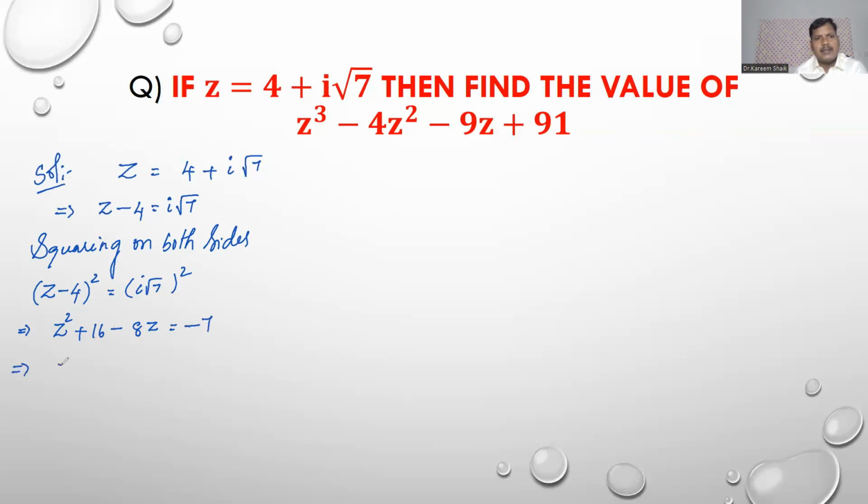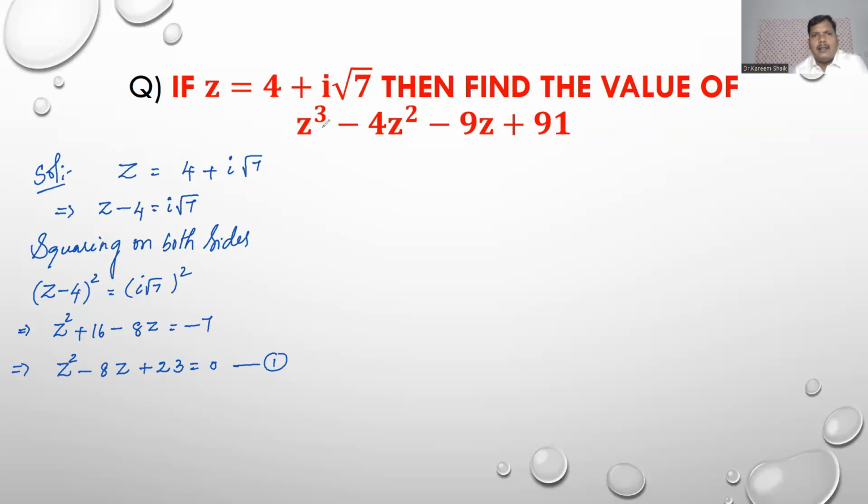Can I write it as z² − 8z? Now, −7 transposing from right to left becomes positive, so 16 + 7 = 23, plus 23 equals 0. I am considering this as equation 1.